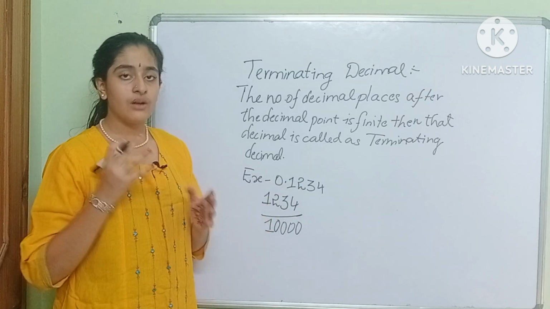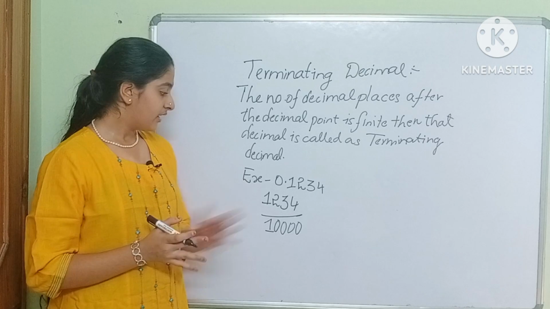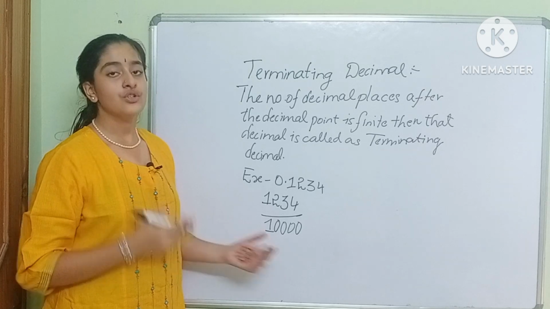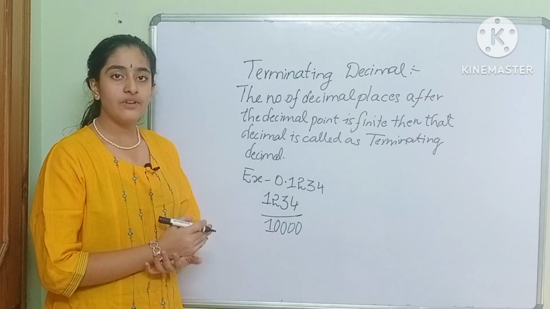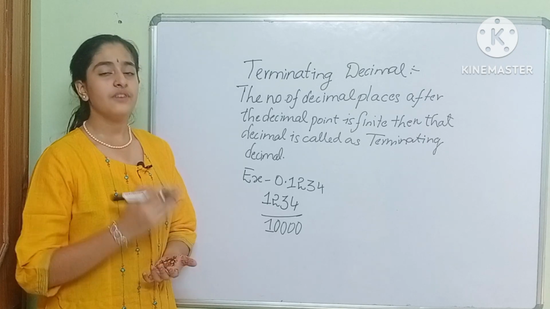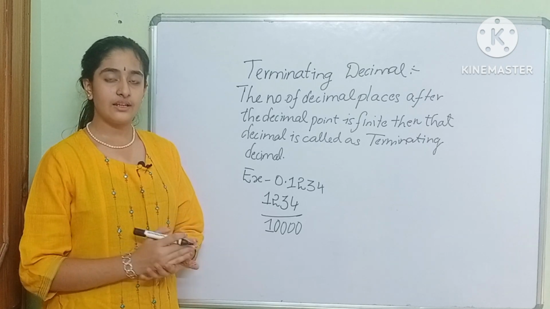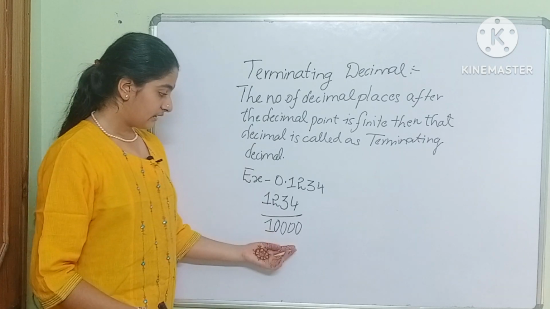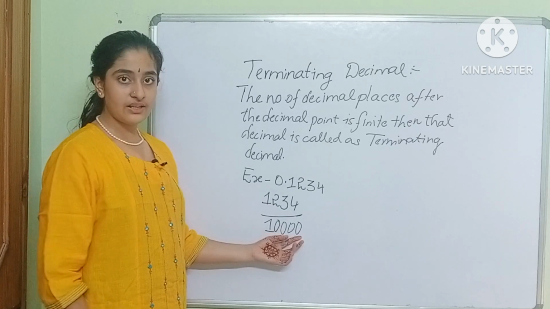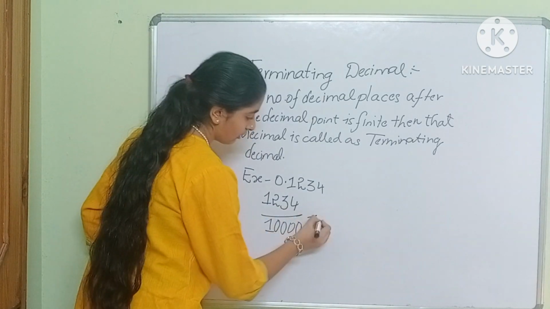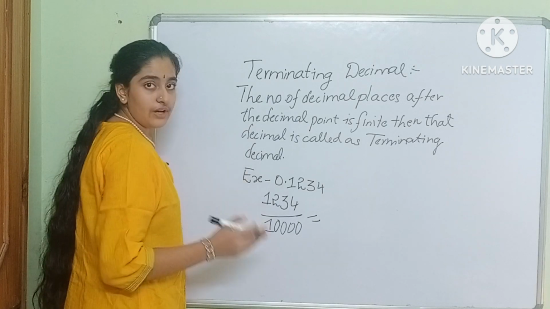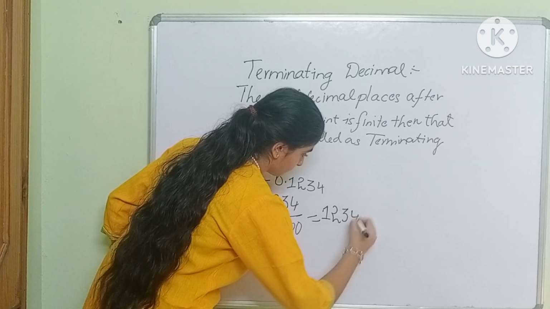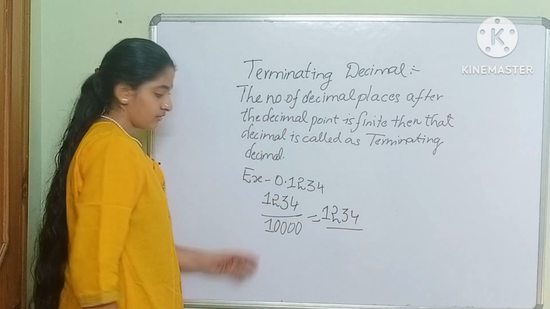So here one important point is there, that in the denominator part, the prime factorization of the denominator should always be in the form of 2 power m into 5 power n. If it is not, then it is a non-terminating recurring decimal. So this prime factorization should be in 2 power m into 5 power n form. So let us convert it. 2 power.